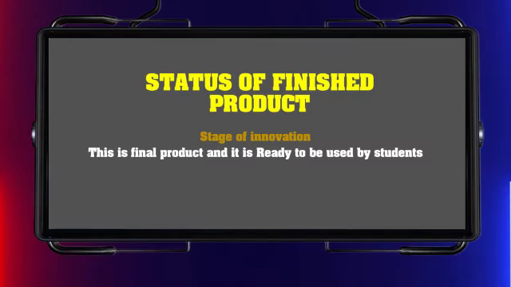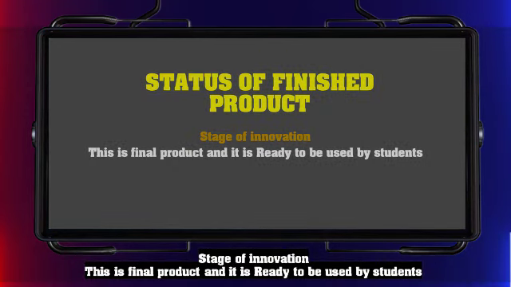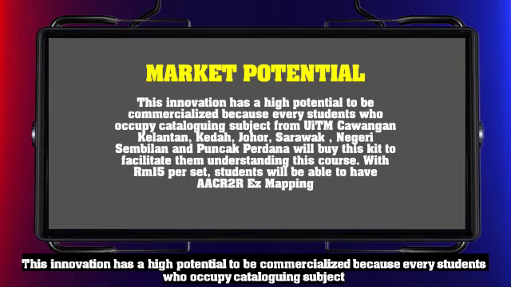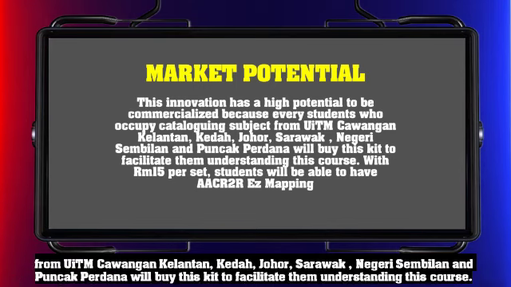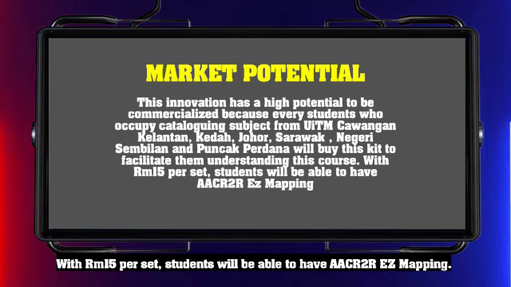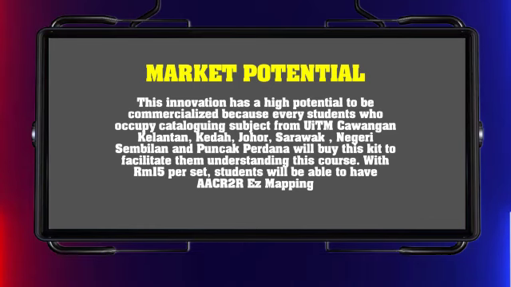Status of finished product, commercial. Stage of innovation. This is final product and it is ready to be used by students. Market potential. This innovation has a high potential to be commercialized because every student who takes the cataloging subject from UiTM Cawangan Kelantan, Kedah, Johor, Sarawak, Negeri Sembilan and Puncak Perdana will buy this kit to facilitate them understanding this course. With RM15 per set, students will be able to have AACR2R EZ Mapping.